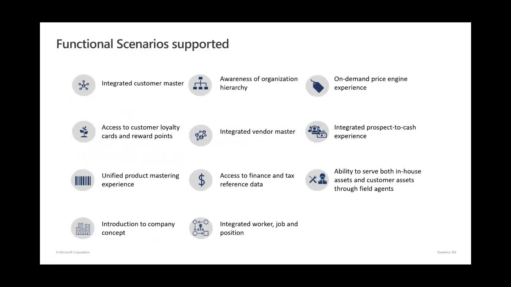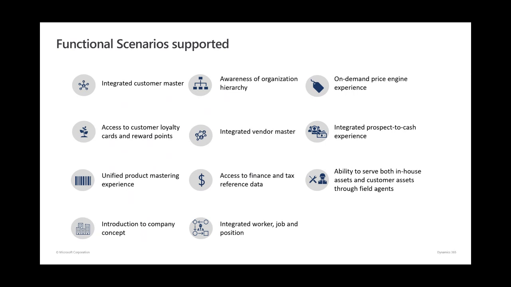Some functional scenarios: integrated customer master. We can go and integrate integrated vendor masters as well. The organization hierarchy in F&O can be moved into finance operations. We do have possibilities to use your on-demand price engine, customer loyalty cards, reward points. The whole process to cash flow is available.